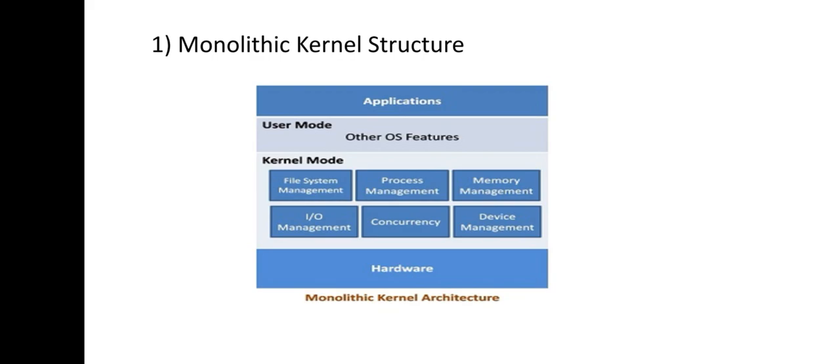The second layer is the user mode. In that mode the operating system provides the different features to access the applications. The third layer is the kernel layer. The kernel layer provides all the management, like file system management, process management, memory management, input output management, concurrency control, and device management. And the last layer is the hardware layer, which deals with the hardware of the mobile.